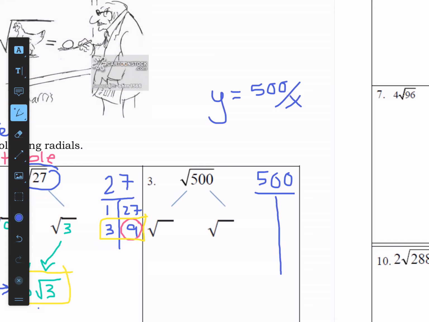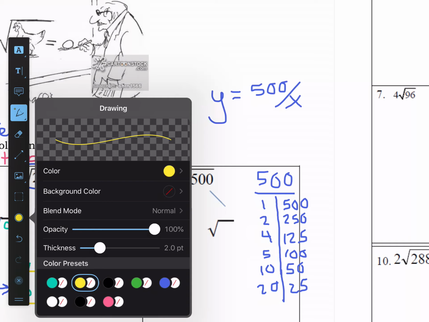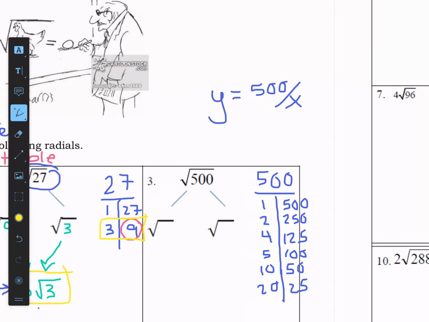So our factors end up being 1 and 500, 2 and 250, 4 and 125, 5 and 100, 10 and 50, and 20 and 25. Okay? All right, so now I have a lot more options than I had in my previous examples. So let's look through this list, and we're going to find where we see perfect squares in this list other than 1. So let's see, I'm going through my list.